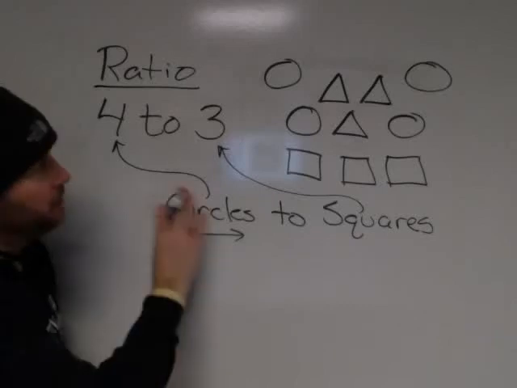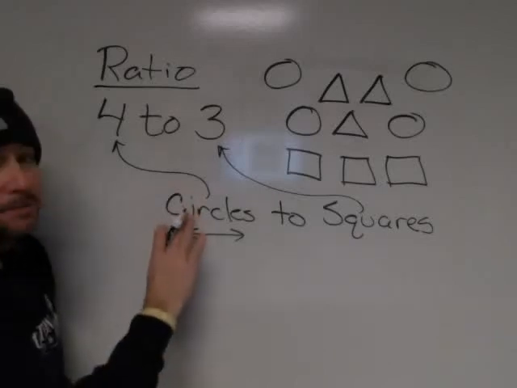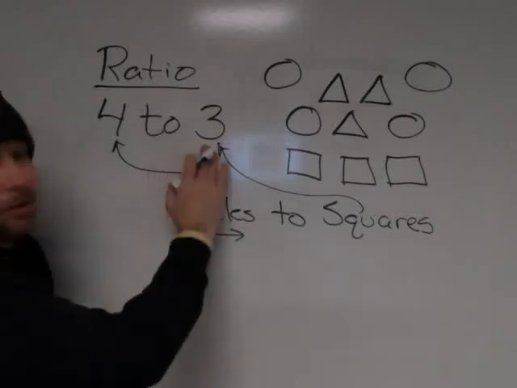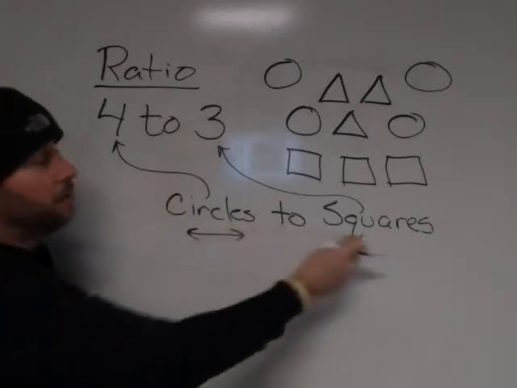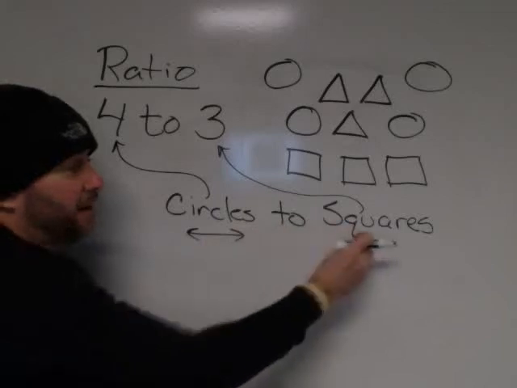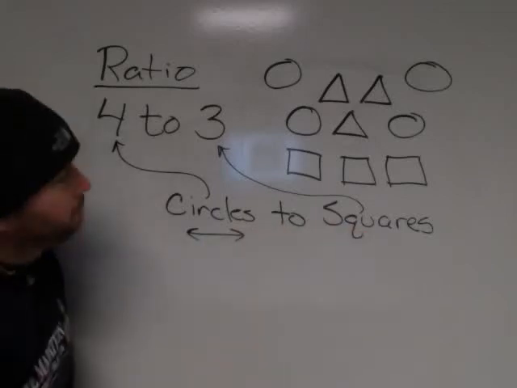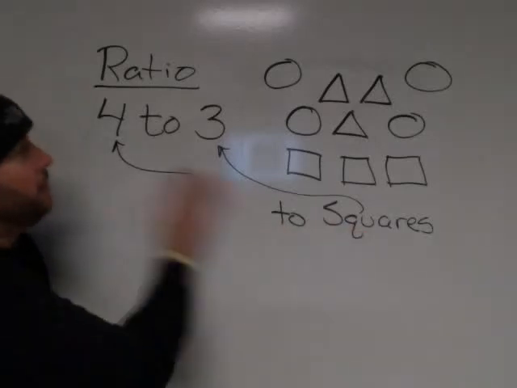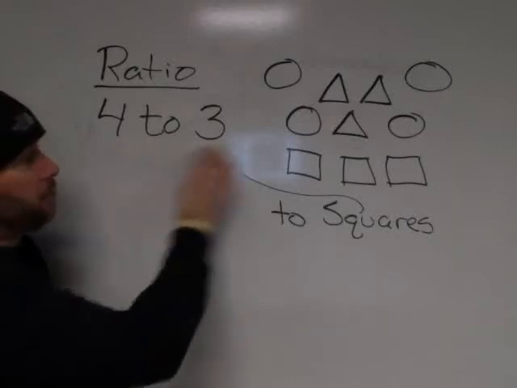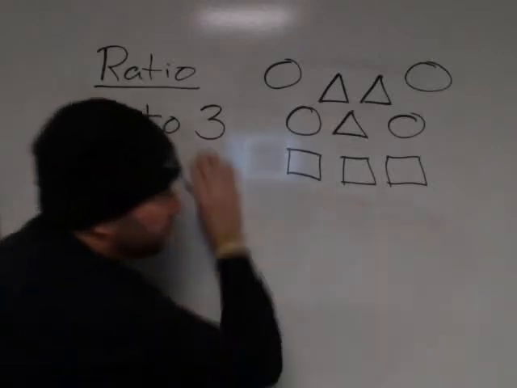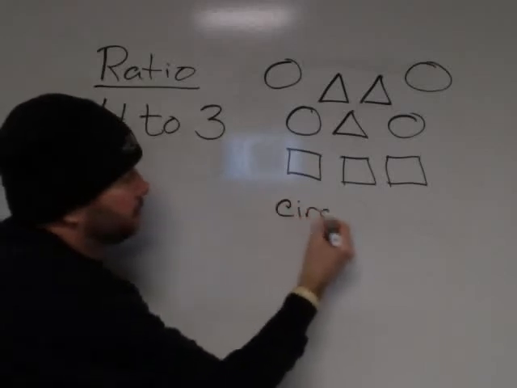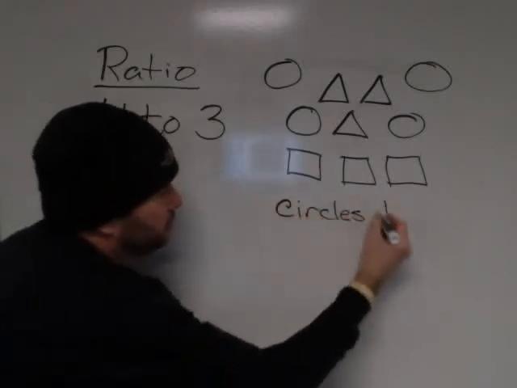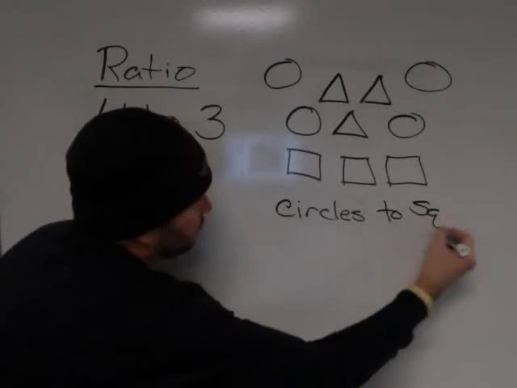You've got to be careful here because sometimes kids will automatically think the smaller number needs to go first. It doesn't. It has to do with how you are identifying the comparison. So that's one way you could write a ratio. Now let's keep thinking about circles to squares.